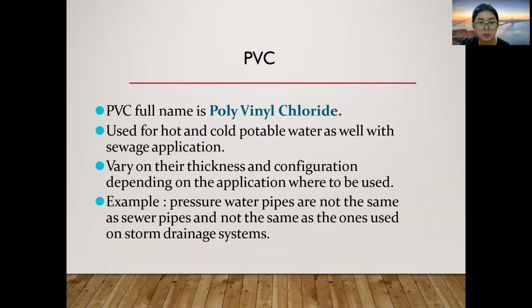The next component is PVC or polyvinyl chloride. This is used for hot and cold potable water as well as sewage application. It varies in thickness and durability depending on the application. For example, PVC pressure water pipes are not the same as sewer pipes and not the same as the ones used on storm drainage systems.